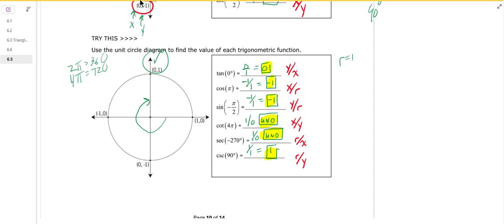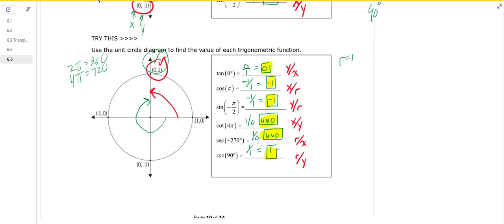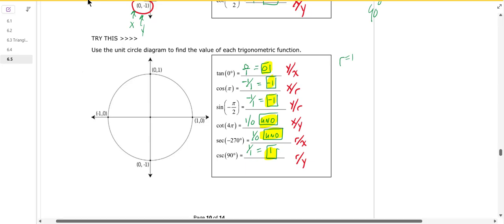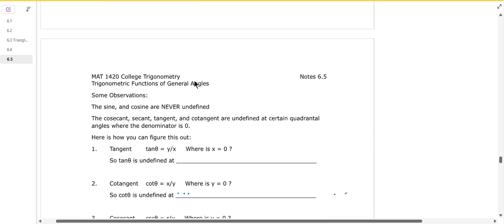And then the last one would be the cosecant. Cosecant of 90 would put you at this same point. So the y value is 1. So r over y, 1 over 1 would be 1 like that. Okay, so like I say, when you do a quadrantal angle, you're going to find that you either get a 0, you get a +1, a -1, or they're going to be undefined. Nothing else will happen. Okay, hopefully that went well for you. So now we'll move to the next page.